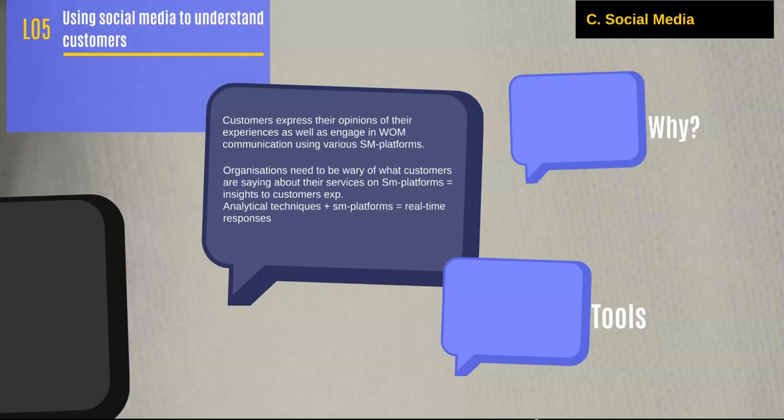Now, you as a service organization need to be wary of what customers are saying about your service on these social media platforms, but you will also get insights into your customer experiences. With analytical techniques and social media platforms, you need to have real-time response. If people are saying something bad, even if it's true, you have to make sure you deal with it.